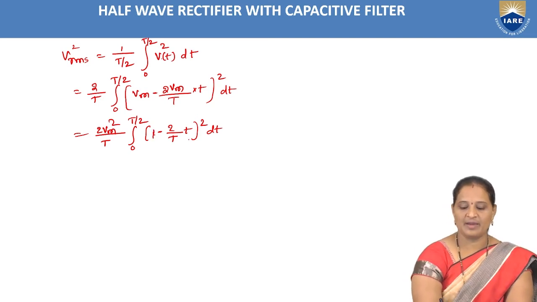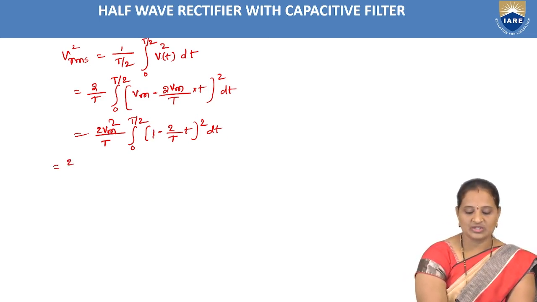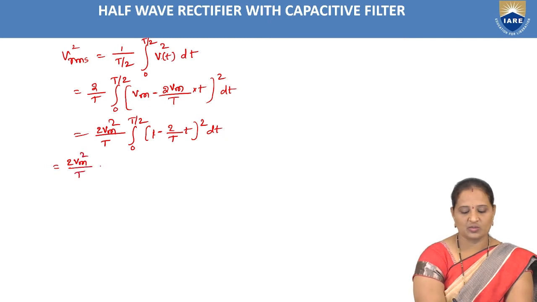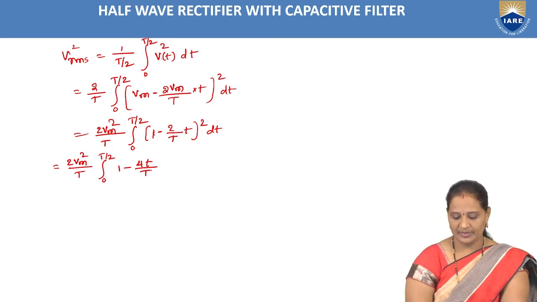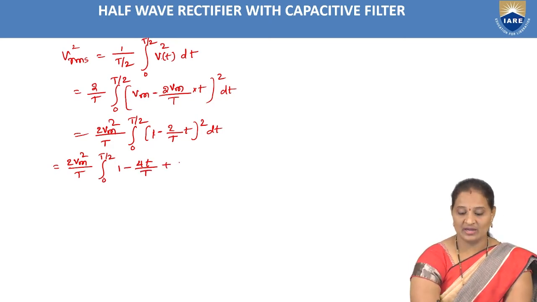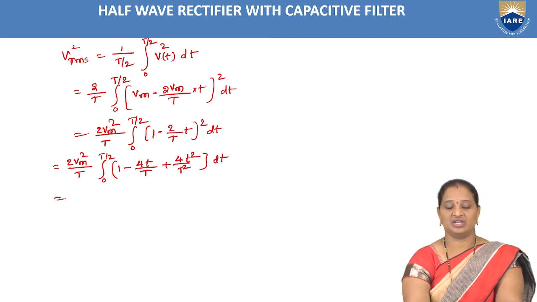Now it is in the (a minus b) whole square formula. So just expand this one: 2 Vm square by T, integral 0 to T by 2, a square, minus 2ab, that is 4 into t by T, 4t by T. Next, plus b square, nothing but 4 by T square into small t square, dt. Now apply the integration.